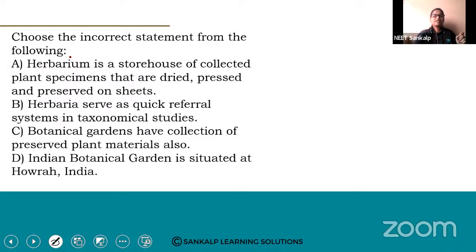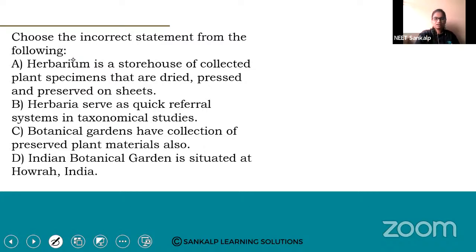Next, choose the incorrect statement from the following. Herbarium is a storehouse of collected plant specimens, dried, pressed and preserved. Herbaria serve as a quick referral system in taxonomical studies. Botanical gardens have collections of preserved plant materials also. Indian Botanical Garden is situated at Howrah, India. What is your response? Which is the incorrect statement?